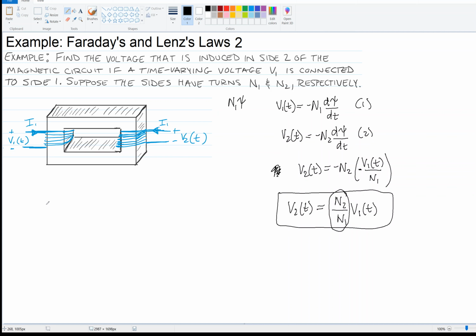So let me just be concrete here. Let's suppose V1 was some sinusoid, like 120 volts cosine of some frequency. And let's say that the number of turns N1 was twice the turns N2. So then this fraction is 1/2, and then what you get at the output, on the right, is 60. So you actually step down your voltage by 1/2, so you get 60 volts.